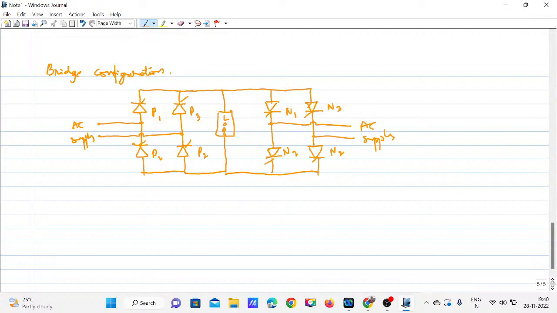Okay, so these are the simple cycloconverters. Up to this it is single phase. Now there are three phase cycloconverters also. So three phase to single phase and three phase to three phase cycloconverters. These things we will discuss in the next video.